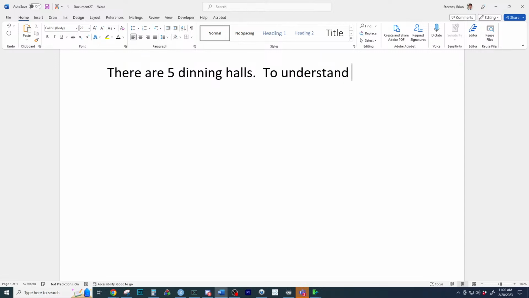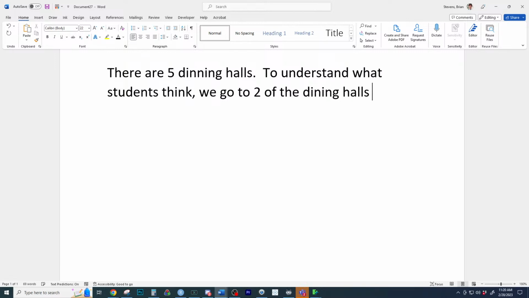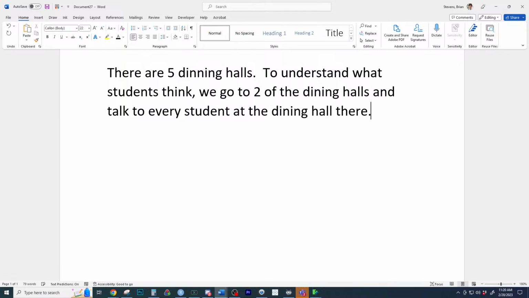To understand what students think, we go to 2 of the dining halls and talk to every student at the dining hall there. So notice what is done right now. The dining halls are being treated as clusters, and this is not a good sampling method. So this is a cluster sample. But you would say, there's variation between the dining halls. That's what you'd be like, wait a minute. Why would you just go to 2 of them and speak to all the students?